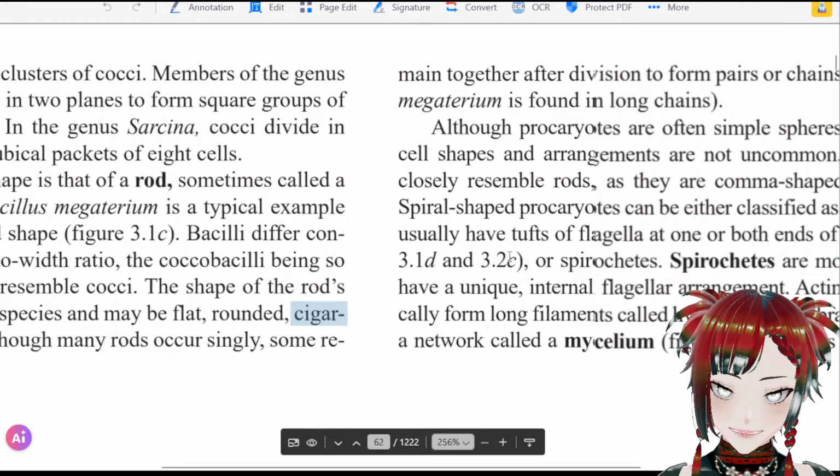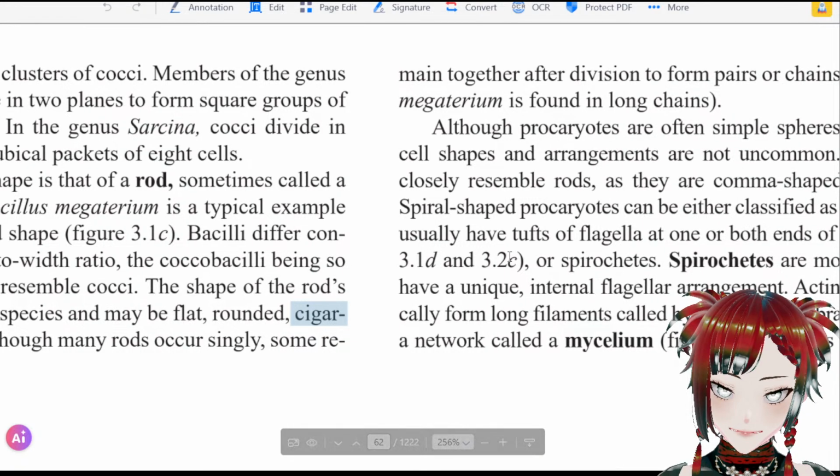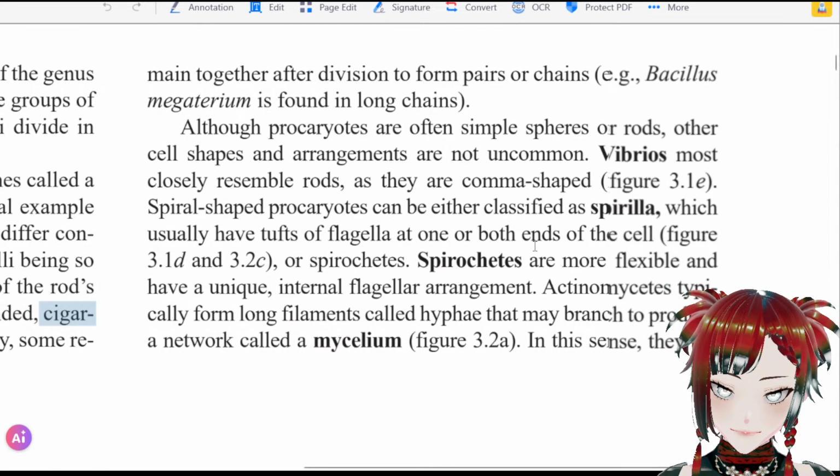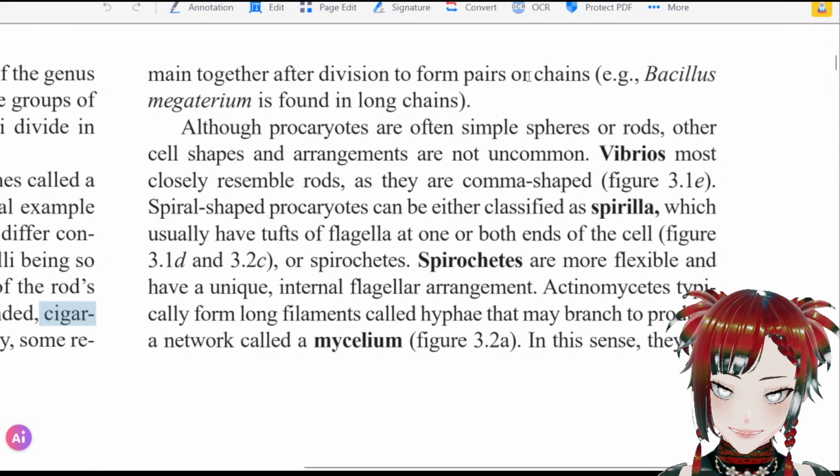Although bacilli or rod shape occurs usually singularly, right, in single form, but some forms in pairs or chains. Of course, the pair form is also present in bacilli. There are just not clusters in the bacilli.